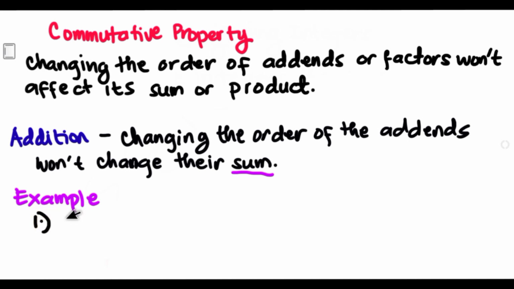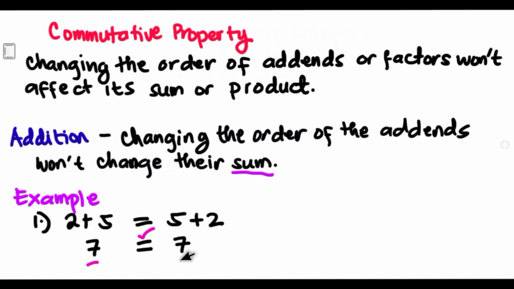Number 1, 2 plus 5. Parehas ba siya pag binaligtad natin yan? 5 plus 2. So, 2 plus 5 ay 7. Equal ba siya kay 5 plus 2? 7 din. So, 7 is equal to 7. So, tama po. So, therefore, sabi sa commutative property of addition, kahit daw po baguhin natin yung pwesto or yung order ng 2 and 5, naging 5 plus 2, parehas pa rin po ang sagot.